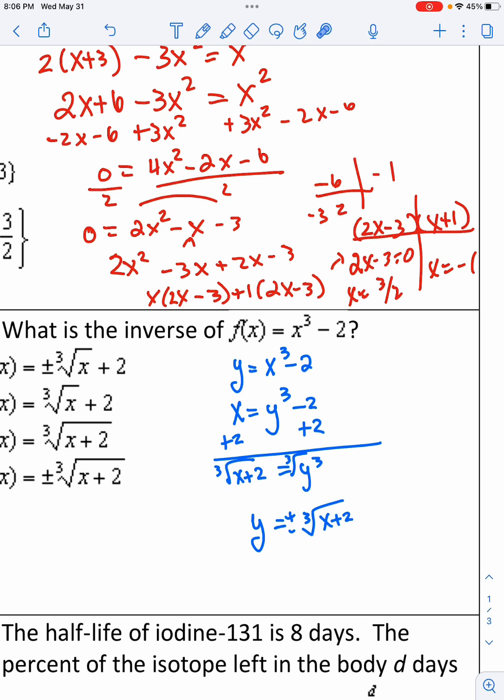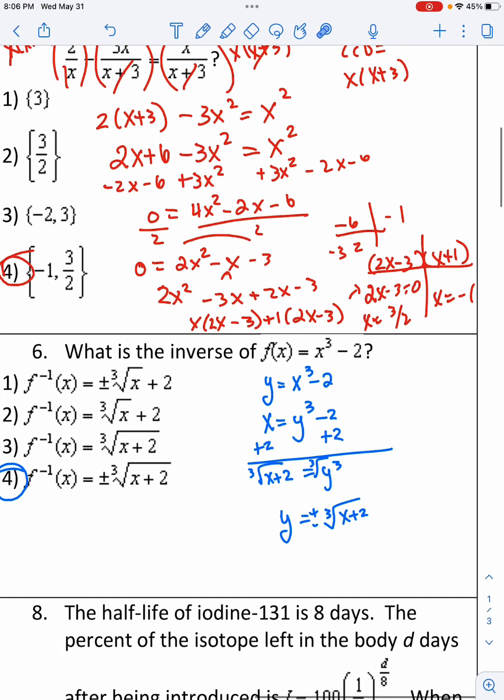2 times negative 3 is negative 6. Factors of negative 6 that add up to negative 1 are negative 3 and 2. Factor by grouping, we have 2x minus 3 times x plus 1. Set those equal to 0. Before we can say that this is our answer, we want to check to make sure that none of these values for x make the denominator equal to 0. Negative 1 is good. 3 over 2 is good. So we have our answer choices of negative 1 and 3 over 2.